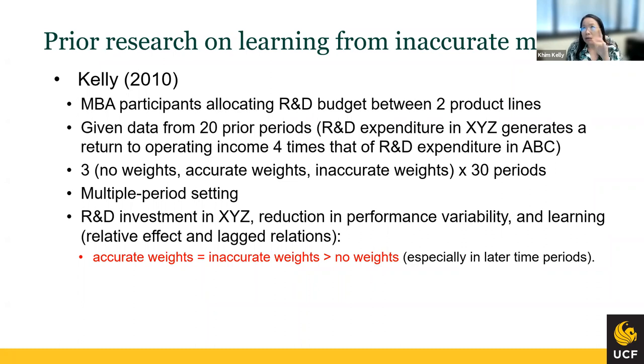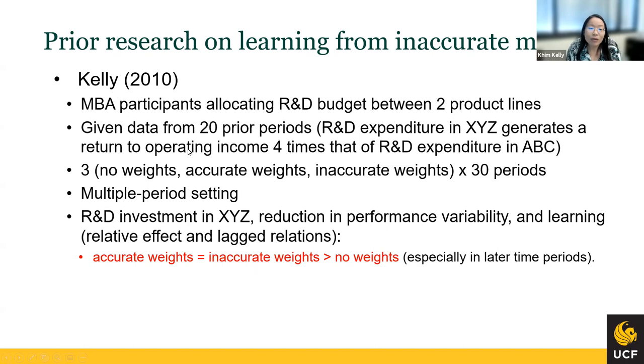Now, the effects are not that great in the early periods, which is just like Baron-Munroe's paper. But in the later time periods, this is where all the positive effects of accurate weights and inaccurate weights come in. So where does this lead us to? We kind of got the idea that, okay, maybe this inaccurate model is not so bad after all.